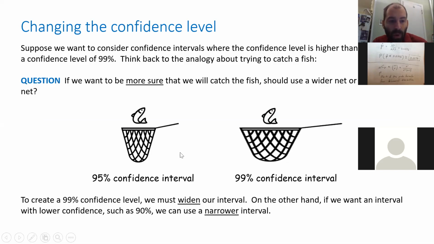On the other hand, if we wanted an interval with lower confidence, such as 90%, we can use a narrower interval, a smaller net. So with a smaller net, we're more precise. We're saying the values are within a tighter range, but we're less confident that it's actually in there. So there's a trade-off here. The more confident we want to be, the more error we need to introduce. If we're willing to be less confident, we can have very little error. So if we wanted to be 90% confident, we can use an interval of very little error. So there's a trade-off here.